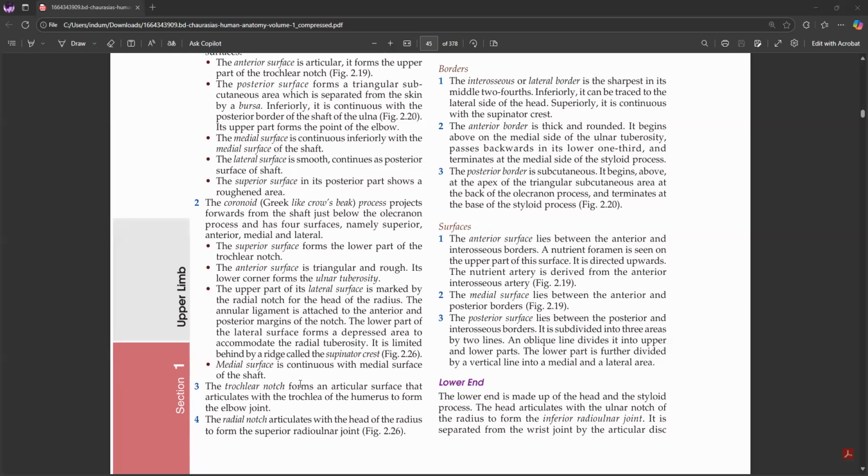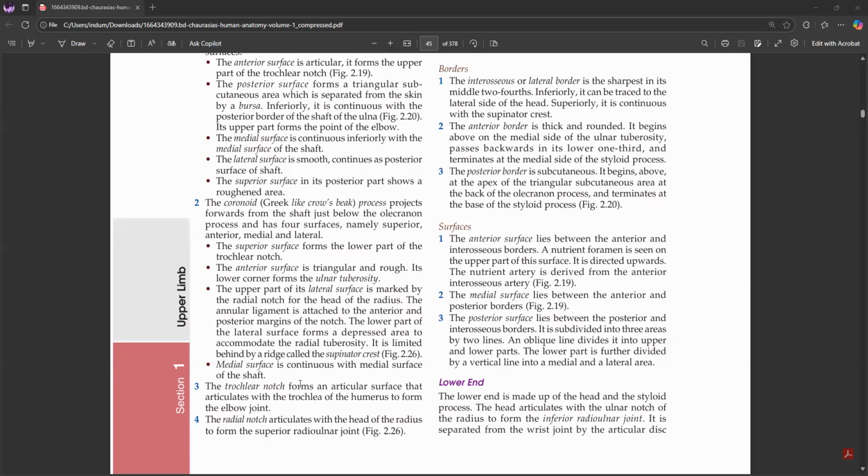The anterior surface is triangular and rough. Its lower corner forms the ulnar tuberosity. The upper part of its lateral surface is marked by the radial notch for the head of the radius. The annular ligament is attached to the anterior and posterior margins of the notch. The lower part of the lateral surface forms a depressed area to accommodate the radial tuberosity.